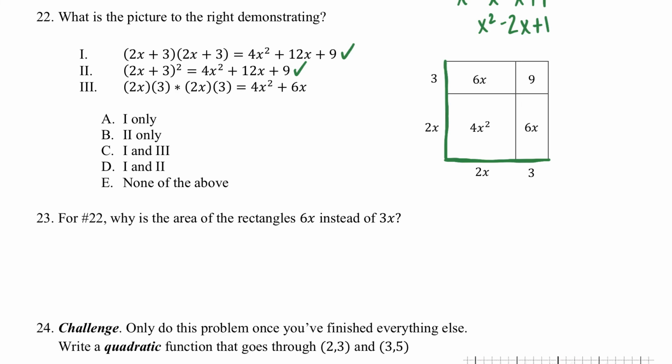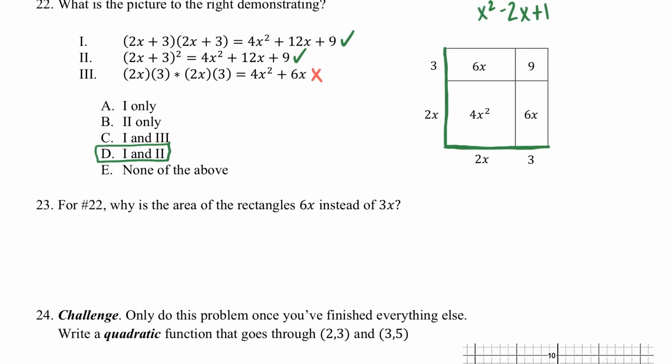What about this one? This is saying 2x times 3 times 2x times 3 is equal to 4x squared plus 6x. This just doesn't really make any sense to me. 2x times 3, that would be like if you took this 2x times this 3, you would get 6x. So this one doesn't really make any sense to me. So I would say this one's out. So it looks to me like 1 and 2 are the only ones that actually make sense here. So we'll say 1 and 2 there. Okay. All right, let's keep moving here.